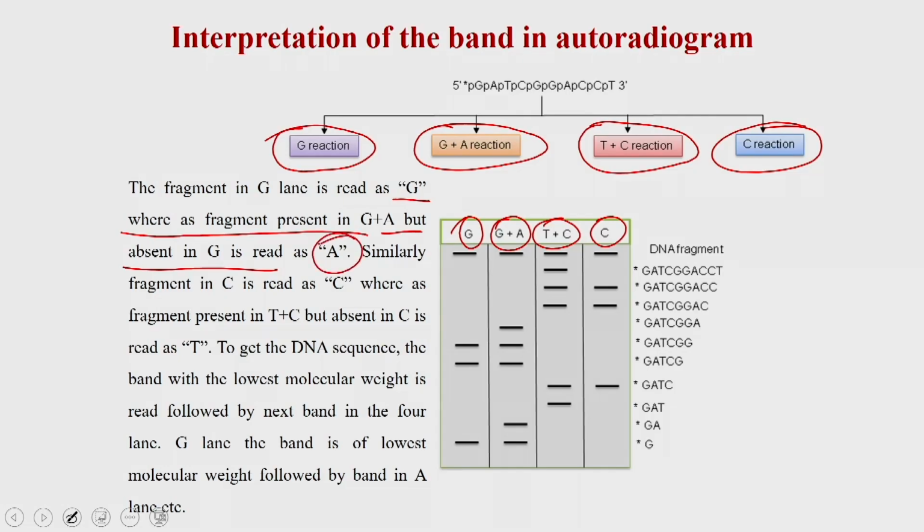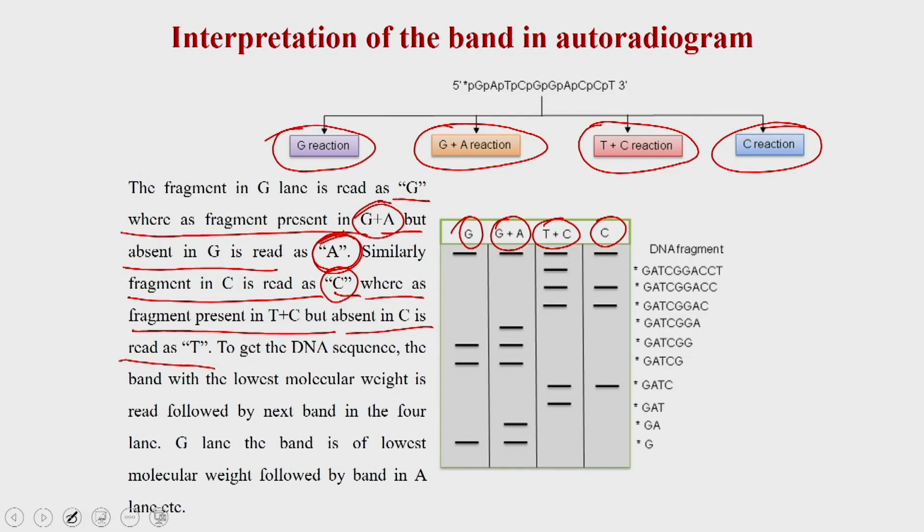Which means if you are getting 2 bands, one in the G lane and one in the G plus A lane, then you have G. But suppose you do not have a band in the G lane, then the band present in the G plus A lane is going to be read as A. Similarly, the fragments in C are read as C, which means all these fragments have a terminal C, whereas the fragment present in T plus C but absent in C is termed as T.